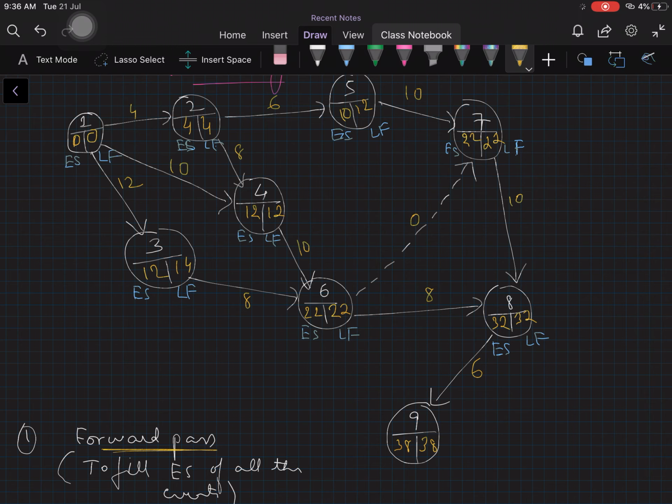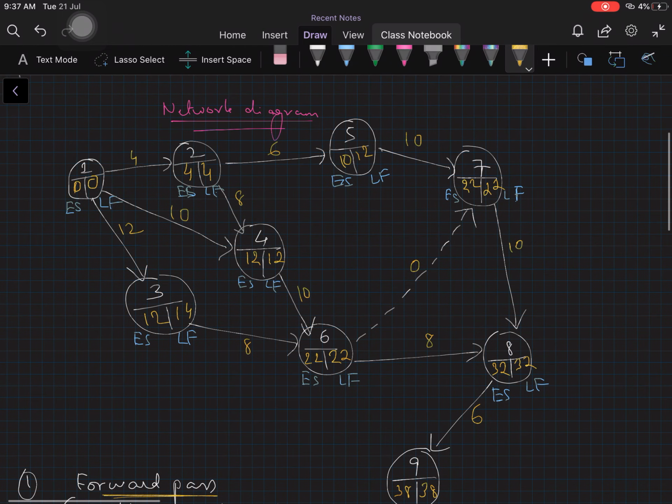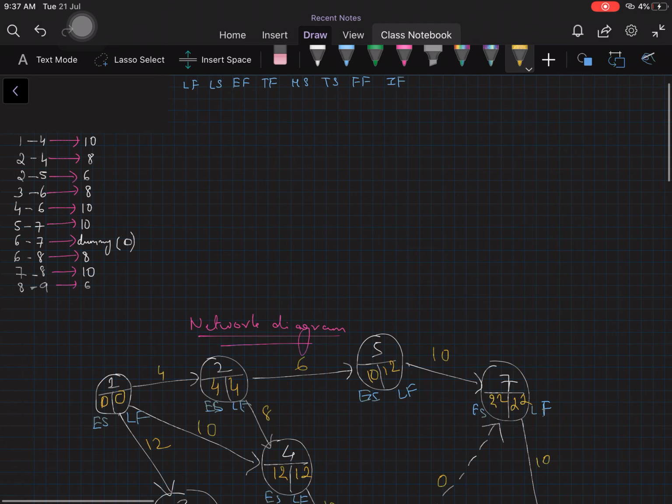This is how we fill the late finish of every event by using backward pass. Now what happens when you apply backward pass? You will encounter burst events. At burst events, you should keep the number on hold and later pick the minimum value and fill the late finish using the minimum value. And that's what we have done in this diagram. This is how we fill early start and late finish of all the events.